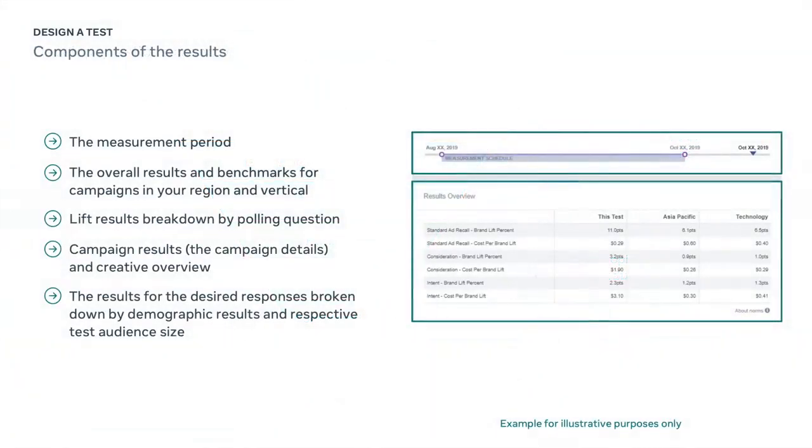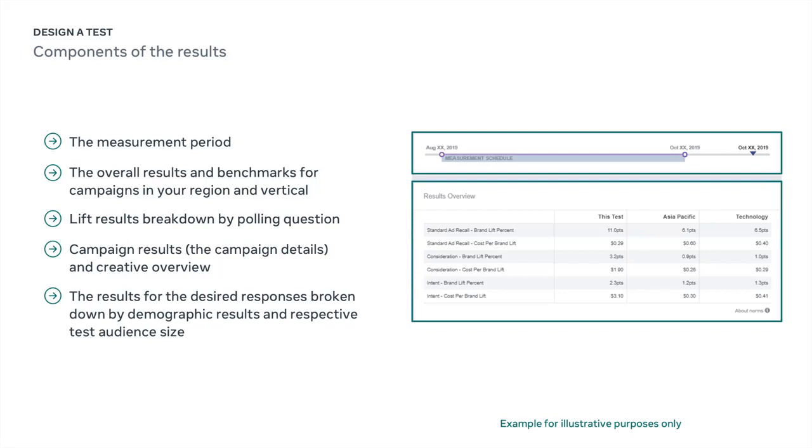Here is an overview of the report output. We'll go into key aspects of these components afterwards. At the top, you have the measurement period for the test. Then you have the overall results, which include the brand lift percentage and cost per brand lift for this test.